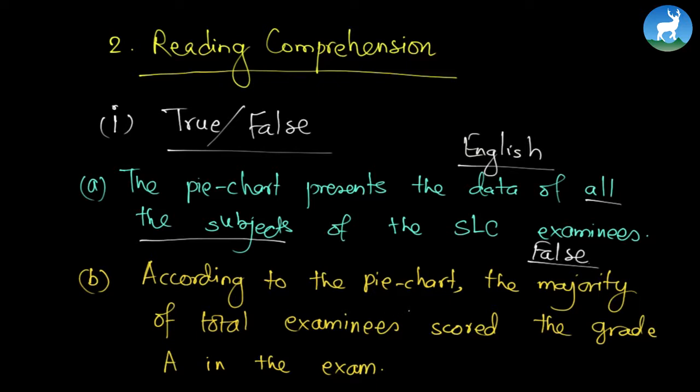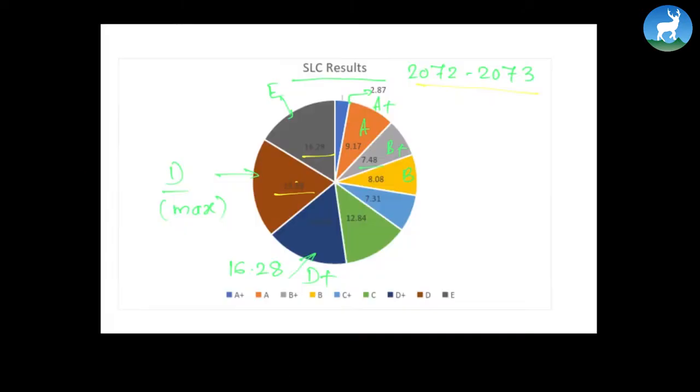Now let us look at another question. According to the pie chart, the majority of total examinees scored the grade A in the exam. Is this the correct statement? Now let's go to the pie chart once again and have a look.